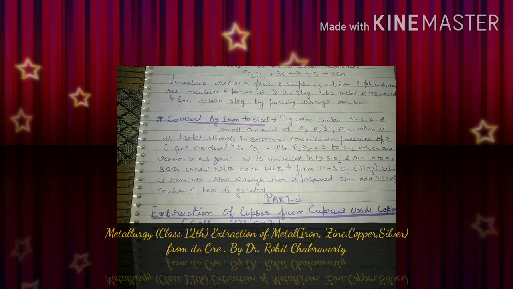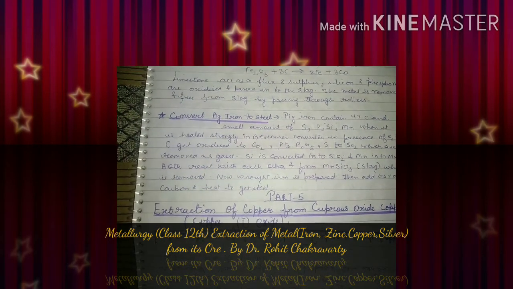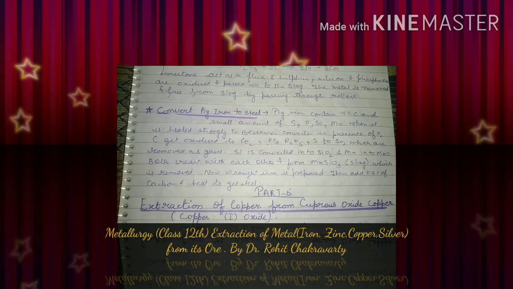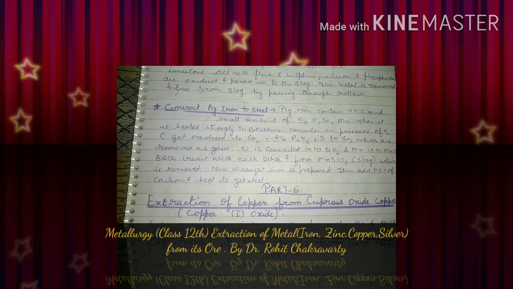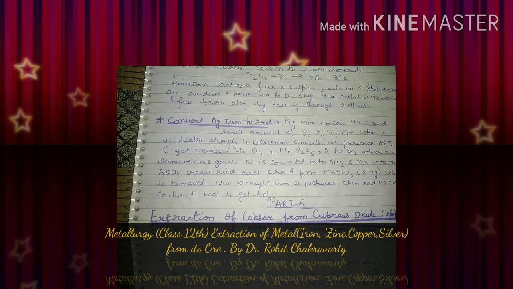Silicon is converted into silica, silicon dioxide, and manganese to manganese oxide. Both react with each other and form manganese silicate, that is your slag, which is removed. Now the wrought iron is prepared, to which 0.5% of carbon is then added to get the steel.